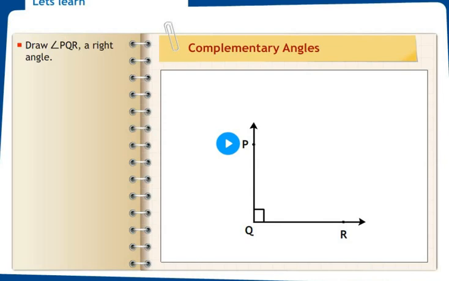You can see an angle PQR. Now the instrument used to measure angle is called protractor. So first we will learn exactly what is a complementary angle. Before going to complementary angle, we will learn what is a right angle. Basically, a right angle is an angle whose measure is 90 degree.